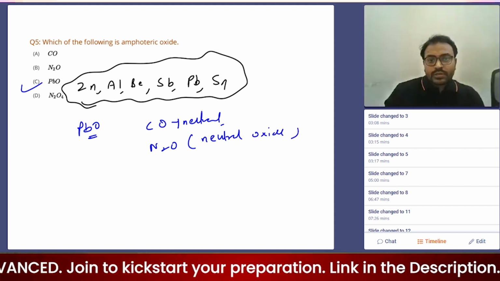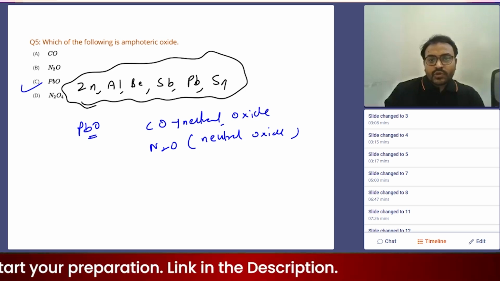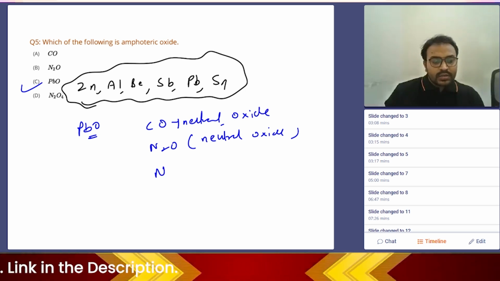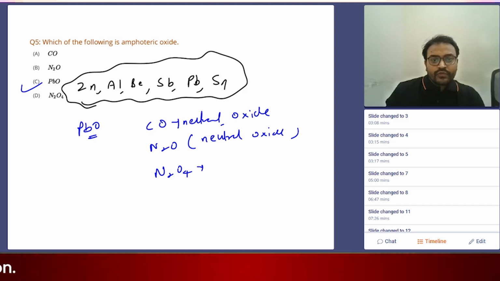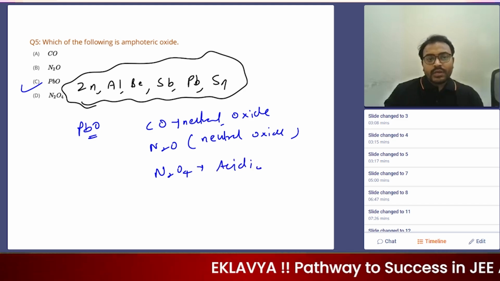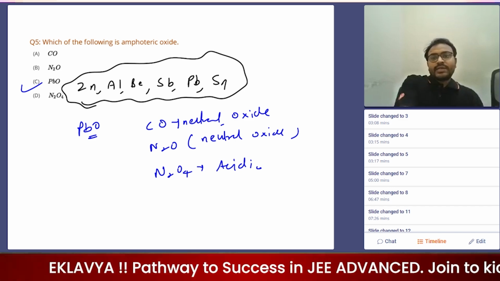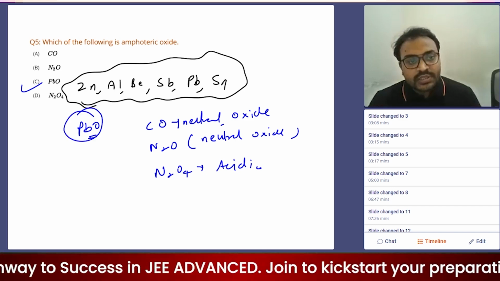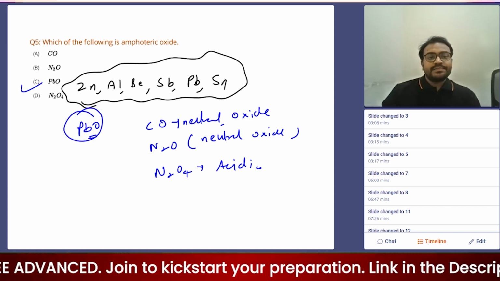This is also a neutral oxide. Okay, both are neutral oxides. And this N2O4 is acidic in nature. N2O4 is acidic in nature, so the right answer is PbO. PbO is amphoteric. Okay.